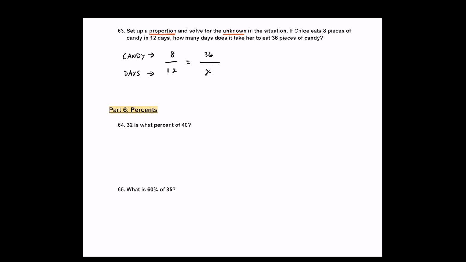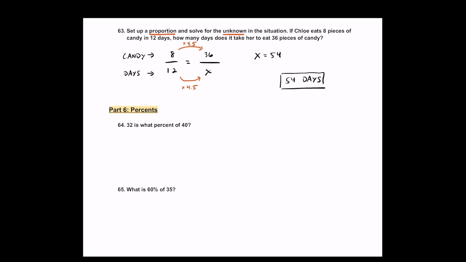One thing you can do is figure out 8 times what gets you 36. 8 times 4 is 32. That's 4 too little. 8 times 5 is 40. That's 4 too much. So it's going to be times 4.5 because that's right in the middle. And then if you do that on the bottom, you got to do it to the top. Times 4.5. 12 times 4 is going to be 48. 12 times a half is 6. So that's going to be 48 plus 6. X would equal 54. So it would be 54 days. That's how long it would take for her to eat that much candy.